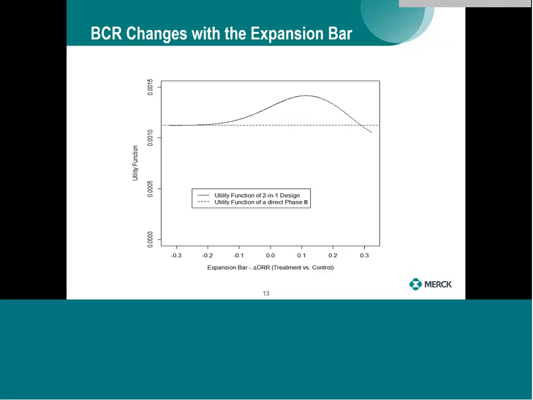And on the other hand, when you raise the bar to be so high, you lose the benefit of a positive phase 3 trial, and as such, the BCR is actually lower for the 2-in-1 design as compared to the straight phase 3 trial design, and somewhere in between. In this case, it's at about 11%. You realize the maximum benefit of this 2-in-1 design.